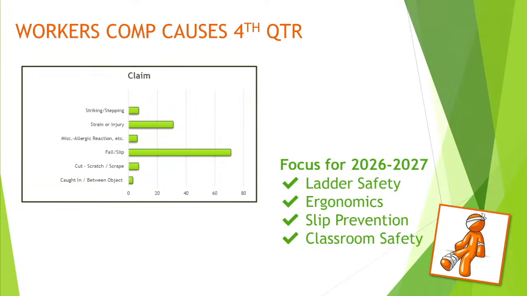Our workers' comp causes for fourth quarter, as you can see, the slips and falls in this category were high. Really, it is 71. The rest of these are a lot lower. So really what we're trying to do is focus on ladder safety, ergonomics, slip prevention, and classroom safety this year.